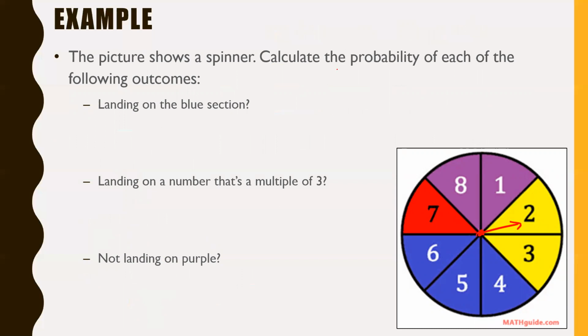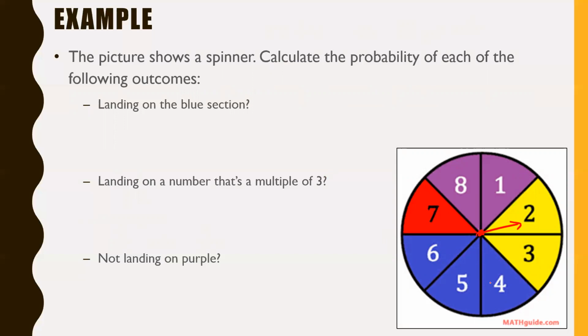So the picture shows a spinner. Calculate the probability of each of the following outcomes. What's the probability of landing on the blue section? So any of these pieces right here. Well, by the looks of it, all of these pieces are all the same size. And that's pretty important, because if one of them was bigger than the other, then that would have a higher probability than the others. But fortunately, we don't have to worry about that. It was made a little easier for us.